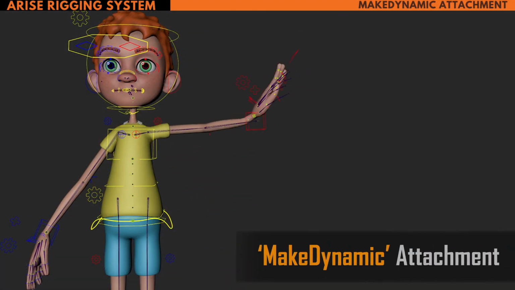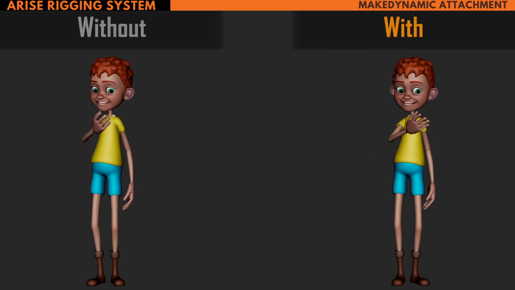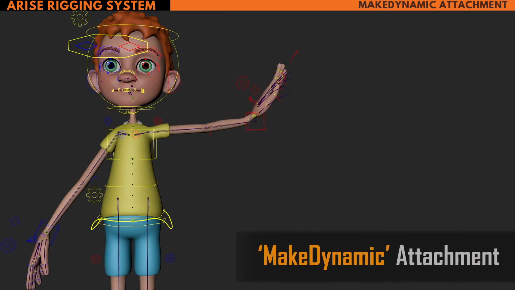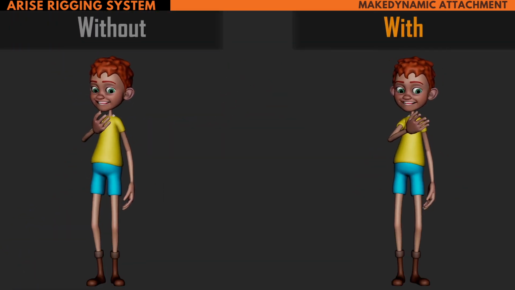The MakeDynamic Attachment adds simulation to the rig, giving the animator more control during animation. Each node can only hold one MakeDynamic Attachment instance. Adding a MakeDynamic to a node applies simulation properties only to that node's rig parts.